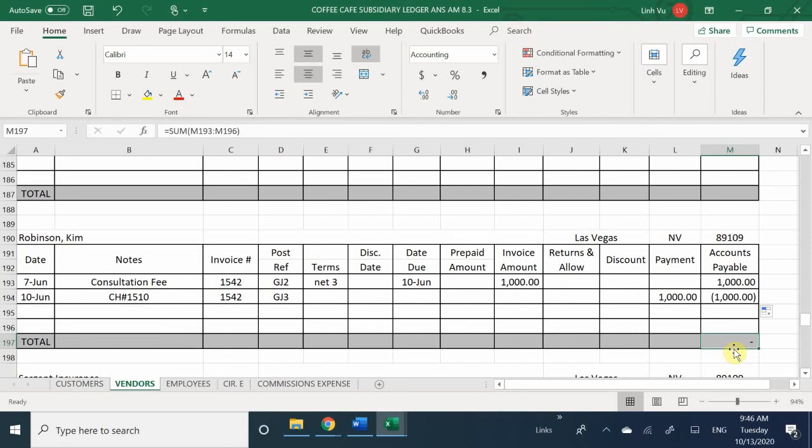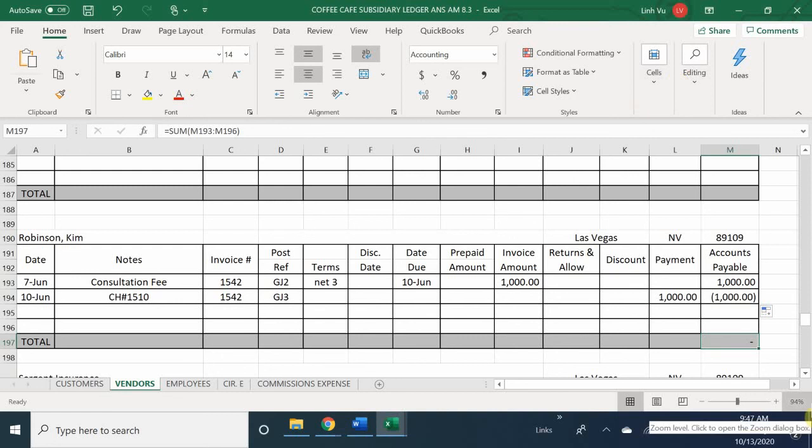And this way, I'm keeping my transactions clear and separate so I can recognize that the first transaction was me receiving the bill. The second transaction I did was me writing the check for the bill. Okay? And that's how I think it's the best way to update your subsidiary ledger. Okay?